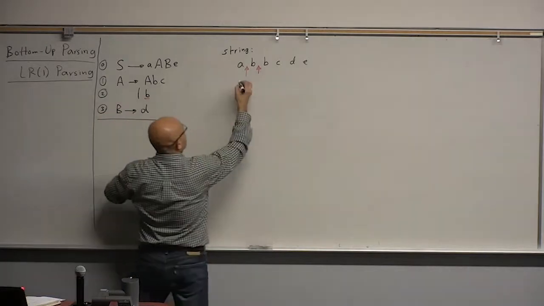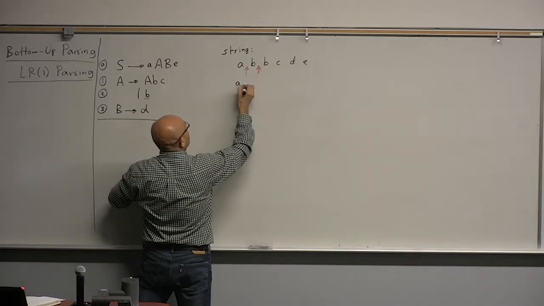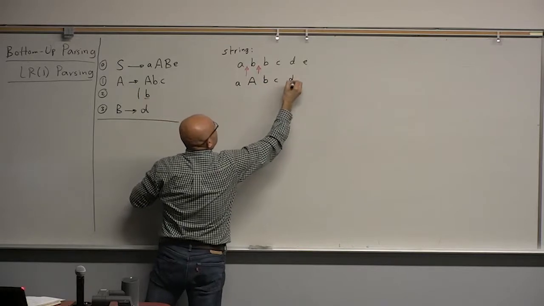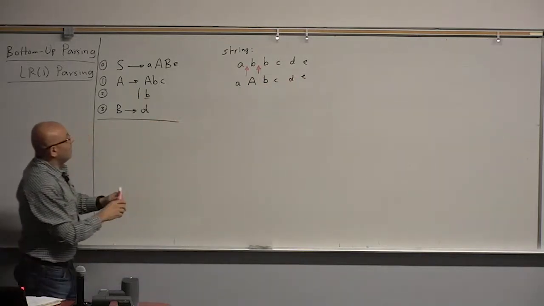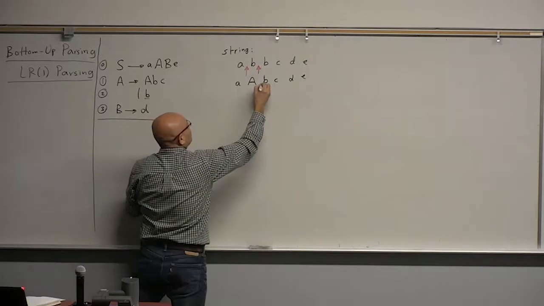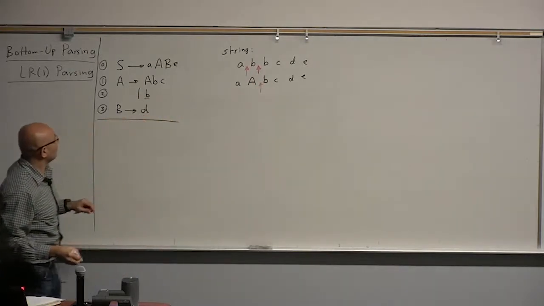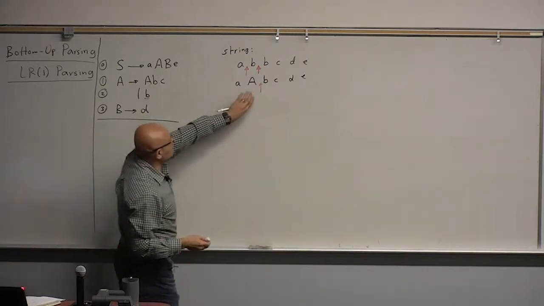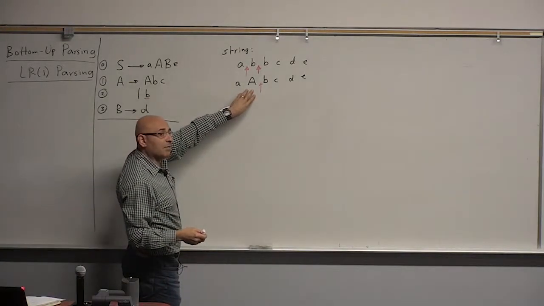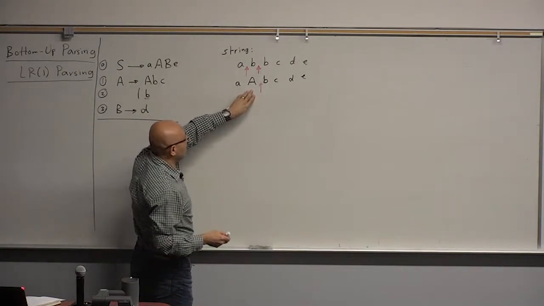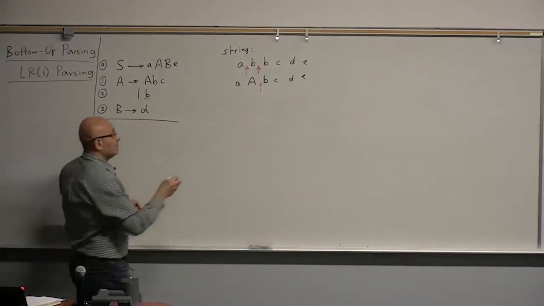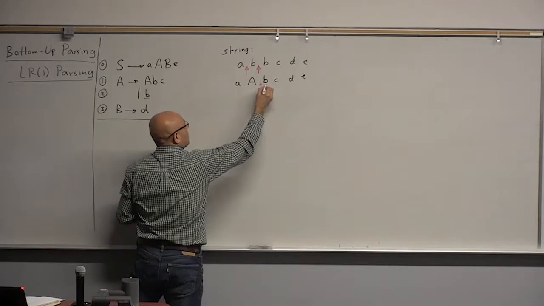So what we do is this. Our string now is A, B, C, D, E. And we are looking at the B. Okay. So now, this is what we have read. What is to the left of this pointer is what we have read. And which symbol is our look ahead? B. This is our look ahead.